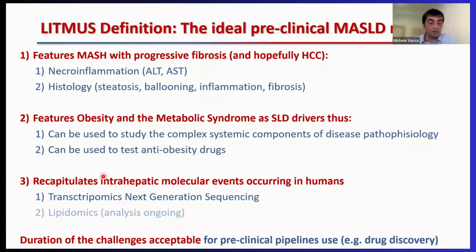We want the model to recapitulate intrahepatic molecular events occurring in humans, and I will show you today some data regarding transcriptomics done mainly by next-generation sequencing. We have also performed lipidomics in all our models. You will receive updates on this really soon. Another point is that most of these models can be really long in challenge, even more than 1 year. So we wanted to try to identify models that had a duration of the challenge that was acceptable for preclinical pipeline use, for example, for drug discovery.